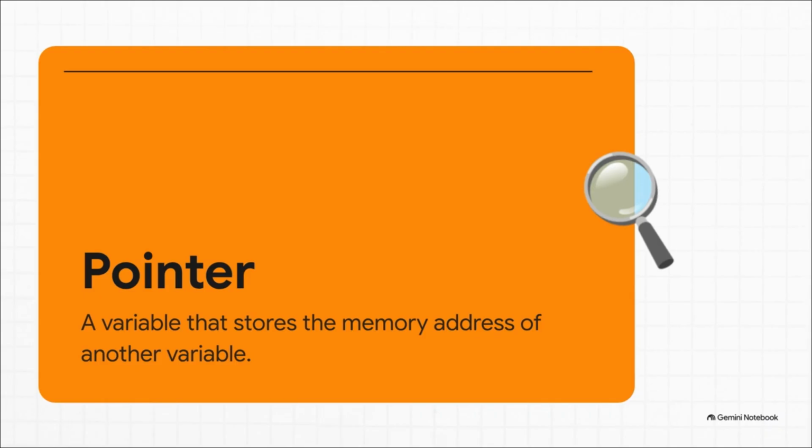Now, a pointer is simply a variable that stores the memory address of another variable. I know, pointers can sound super intimidating to absolute beginners, but just think of them like this. Instead of giving the computer the actual data, you're just giving it the street address of where that data lives. It's incredibly useful when you want different parts of your program to all modify the exact same original piece of data.